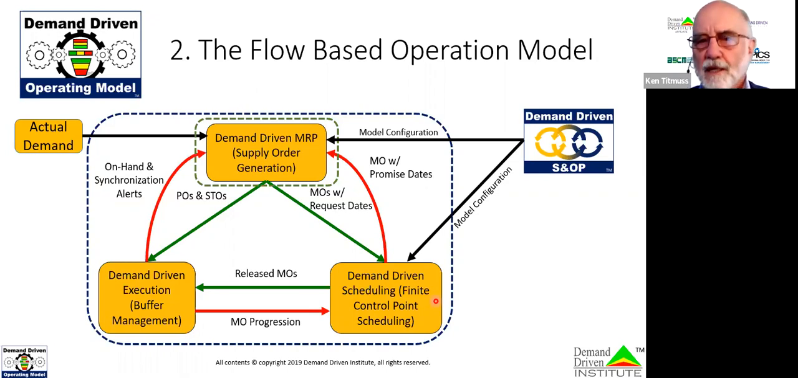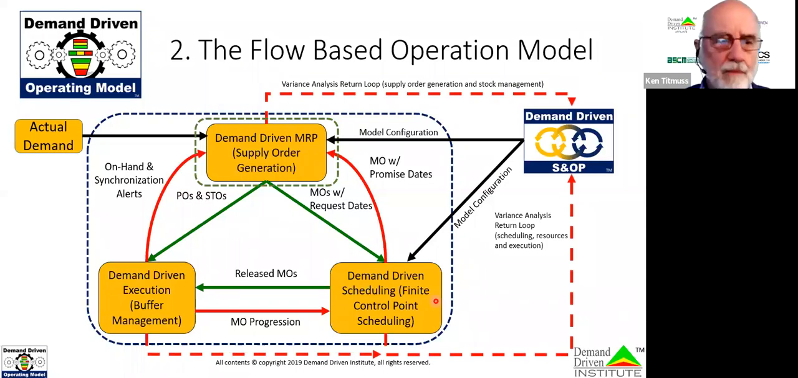For demand-driven MRP, we're getting information about the stock buffers and bills of materials. Model configurations for the demand-driven scheduling are the sort of things we get out of our routings and sources information coming from the demand-driven sales and operations planning process. But it doesn't stop there, because we get this variance analysis coming back. So we're continually looking at how our operating model is working, and we're sending information back to the operating model to improve it.